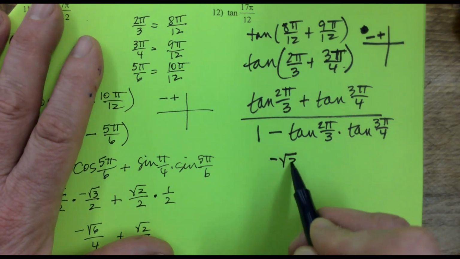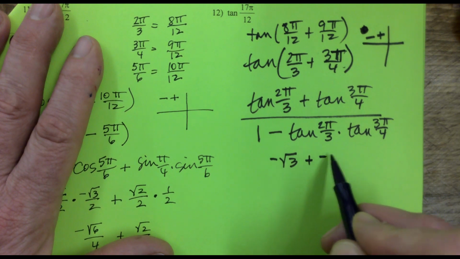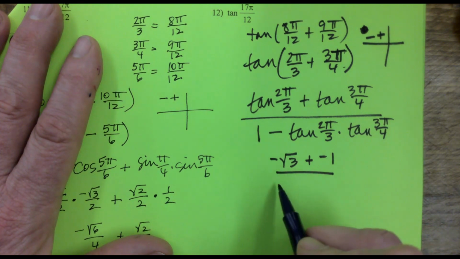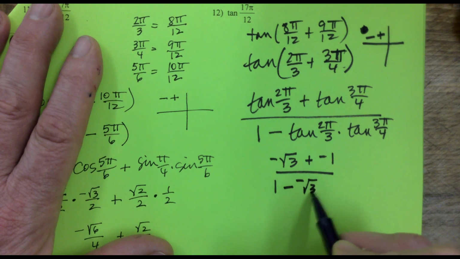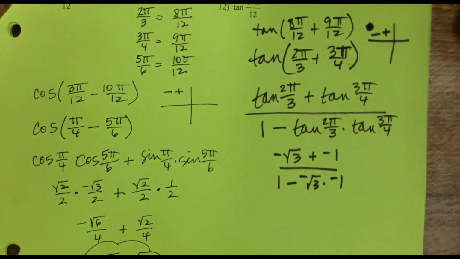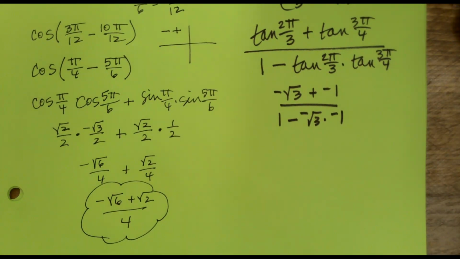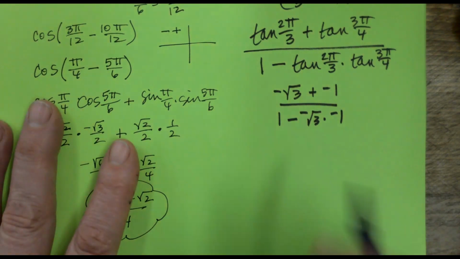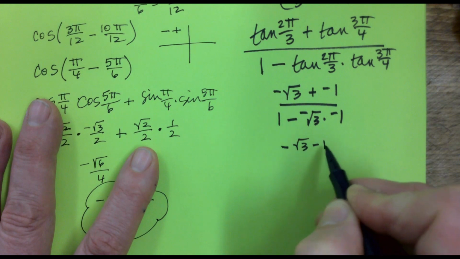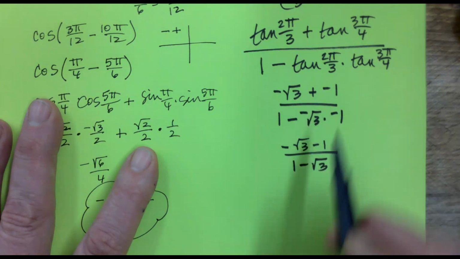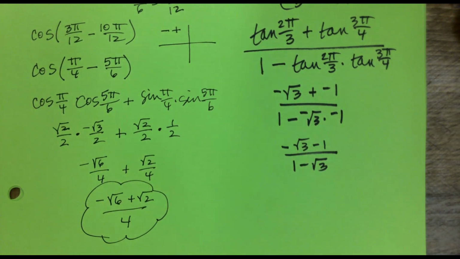Negative square root of 3 plus negative 1 over 1 minus negative square root of 3 times negative 1. Whoops. I want to clean this up a little bit. This is negative square root of 3 minus 1 over 1 minus the square root of 3. And that's minus, minus, minus, the 3 negatives that I have hanging out there are going to make it positive. And then I'm going to go ahead and do the conjugate.